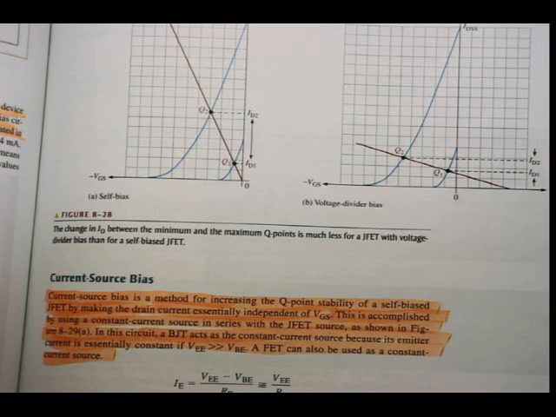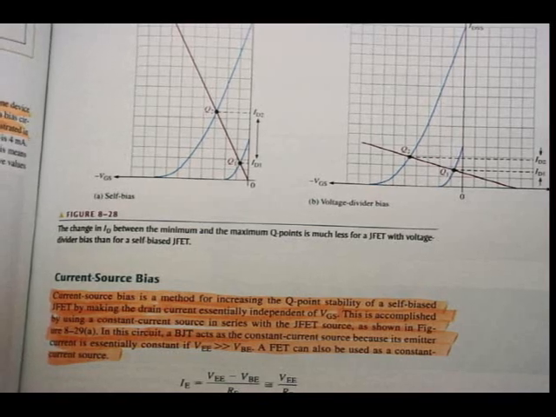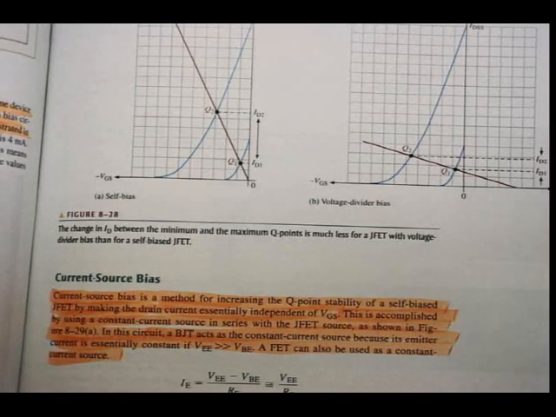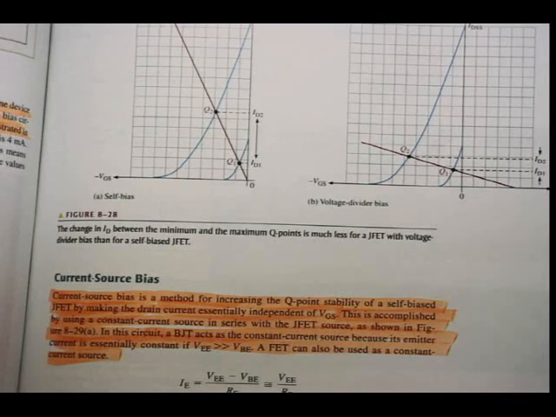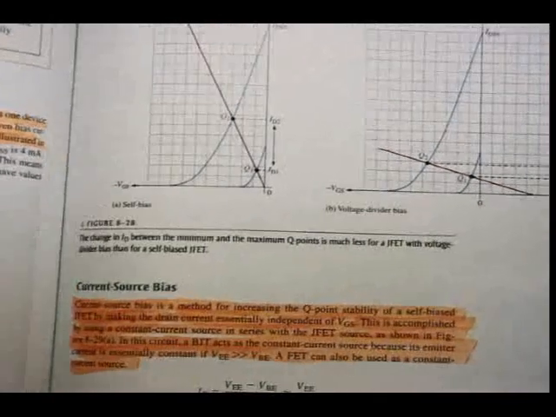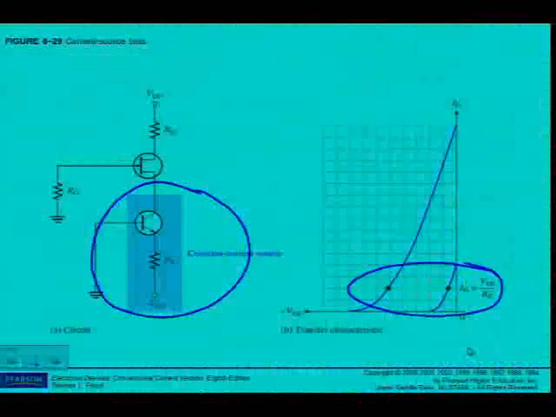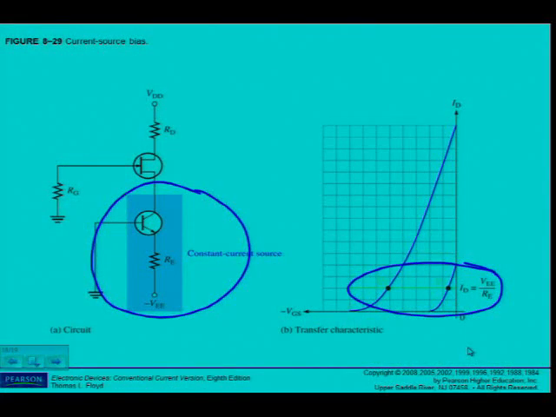As you can see in figure 8.29b, ID remains constant for any transfer characteristic curve as indicated by the horizontal line. So I can see here that this circuit with a constant current source gives me a very stable transfer characteristic.